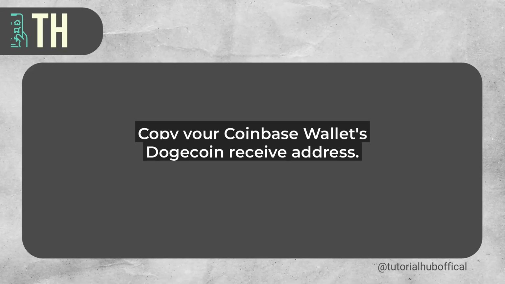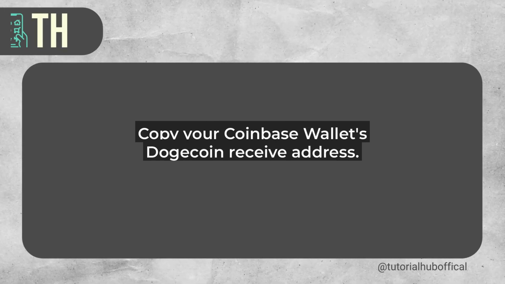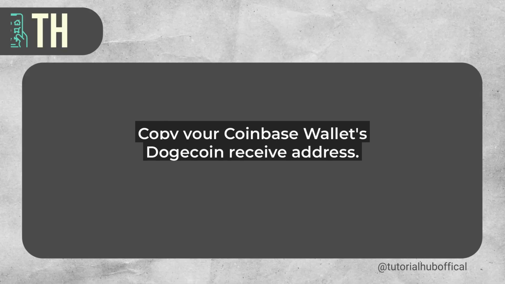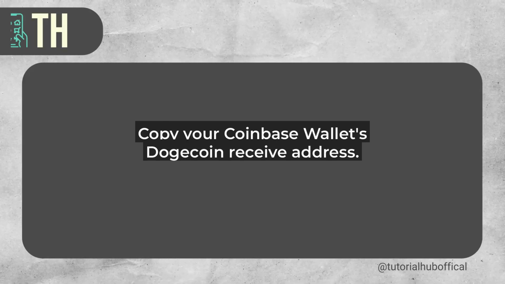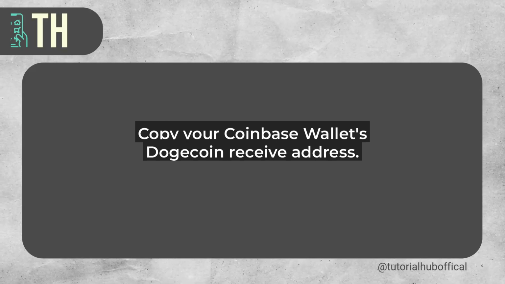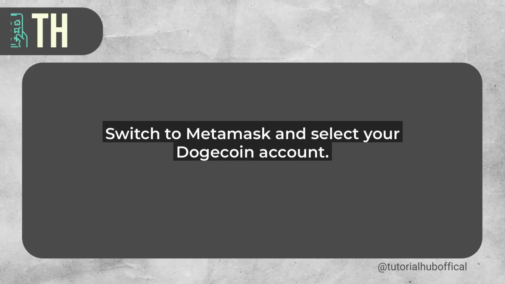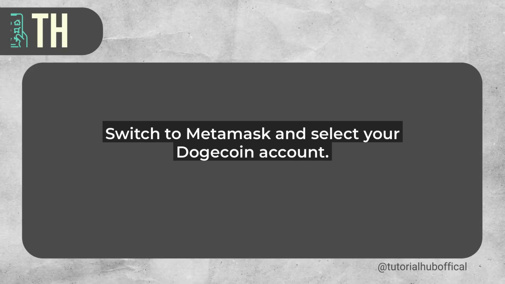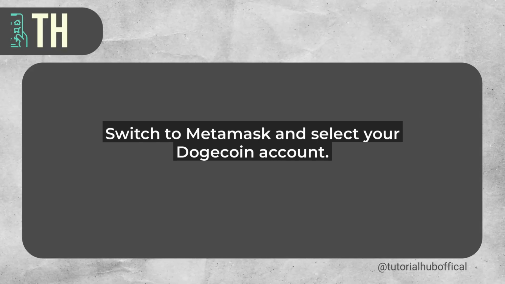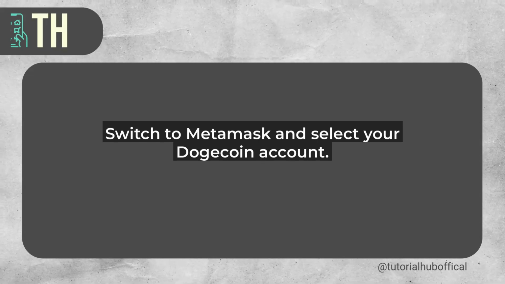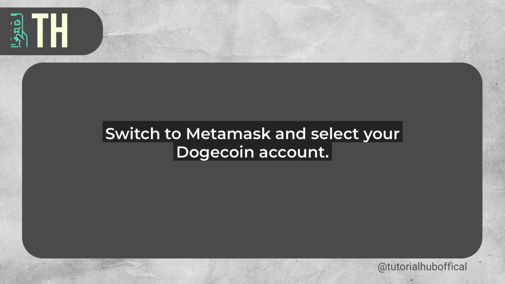Next, open your Coinbase wallet and navigate to your Dogecoin address. You can find this by going to the Receive section and selecting Doge. Copy that address carefully. It's a long string of letters and numbers, so double-check to avoid any mistakes. Remember, in 2025, with enhanced security features, always verify the network. Dogecoin typically uses the Dogecoin blockchain, but ensure it's compatible with Metamask's setup.